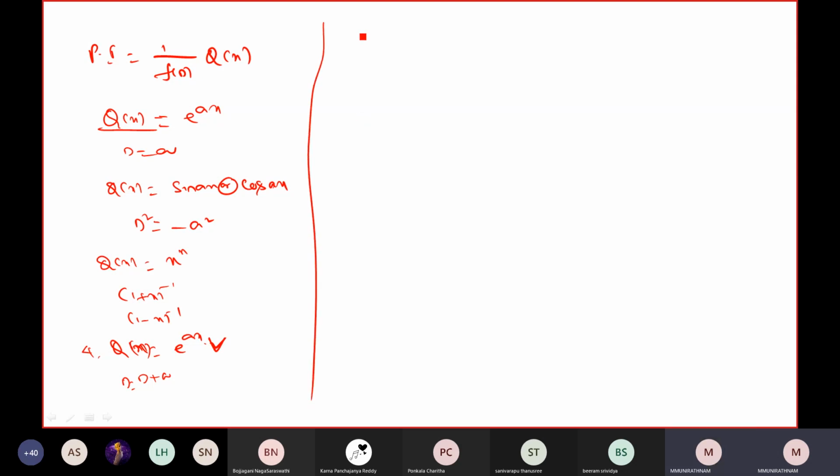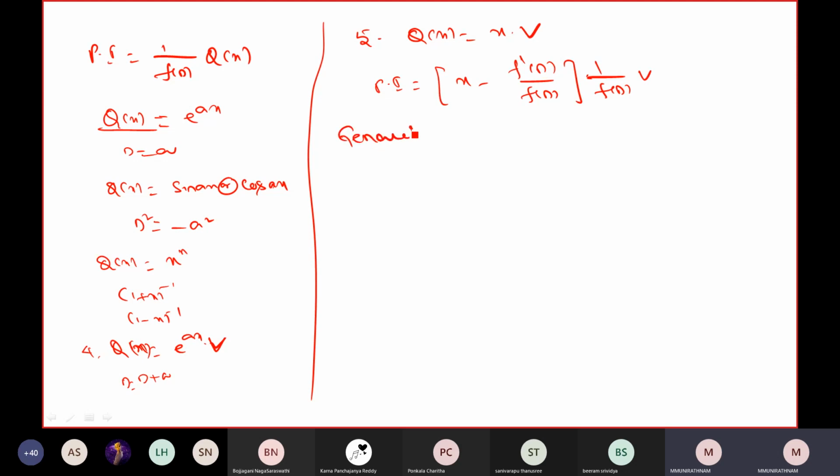In method 5, q of x is x into v, so we use the formula of particular integral as x minus f dash of d by f of d into 1 by f of d into v. So these are the 5 methods to find the particular integral of any linear non-homogeneous differential equation. Now we go for a general method, which we use whenever the given q of x is not in these 5 forms.